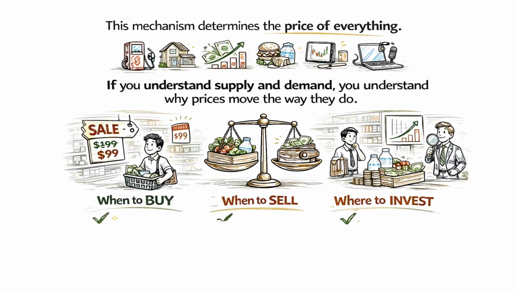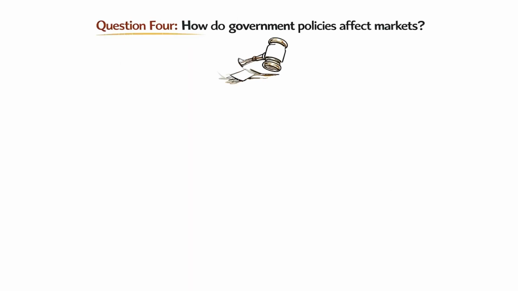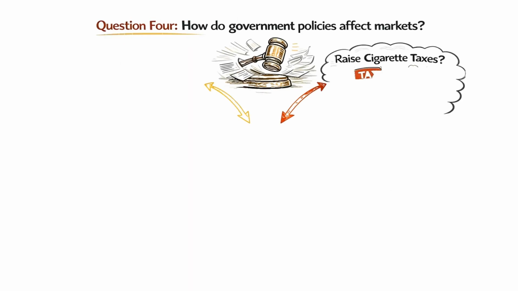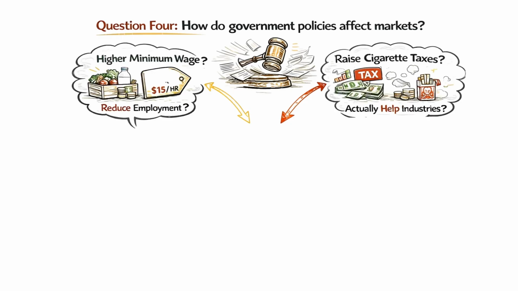If you understand supply and demand, you understand why prices move the way they do, and that understanding helps you make better decisions about when to buy, when to sell, and where to invest. Question 4. How do government policies affect markets? What happens when the government sets a minimum wage?